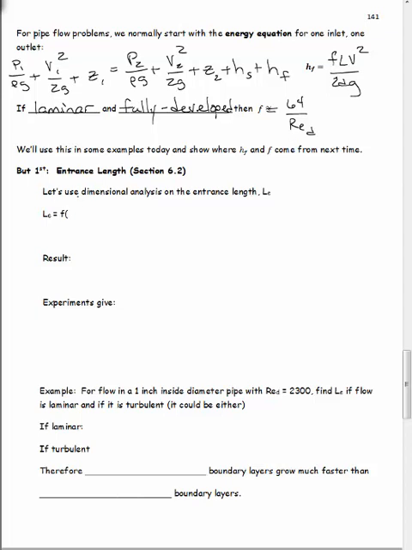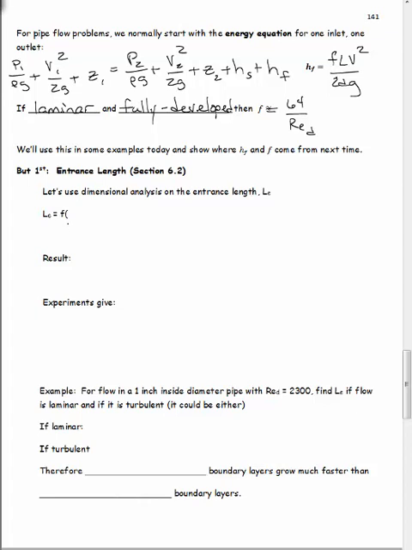Okay, so first, before we start doing an example, let's go back and talk about that entrance length. So we've been talking about fully developed pipe flow, but we also need to deal with entrance length sometimes. A lot of times the problems will just be, okay, is this a fully developed case? And if the entrance length turns out to be small compared to the length of the pipe, then we can say, yeah, it is fully developed, and then we can use our equations that we've already developed.